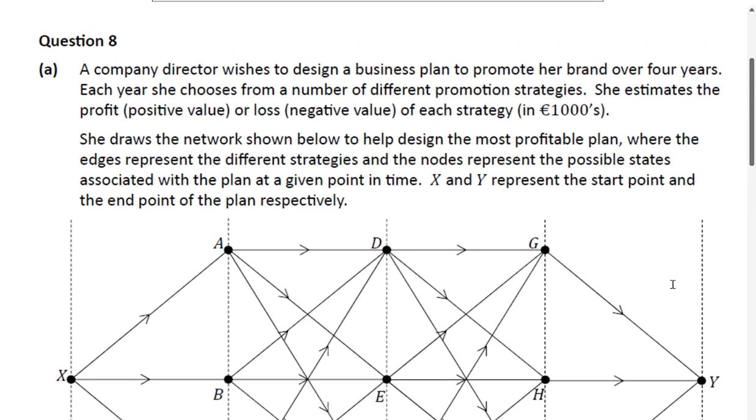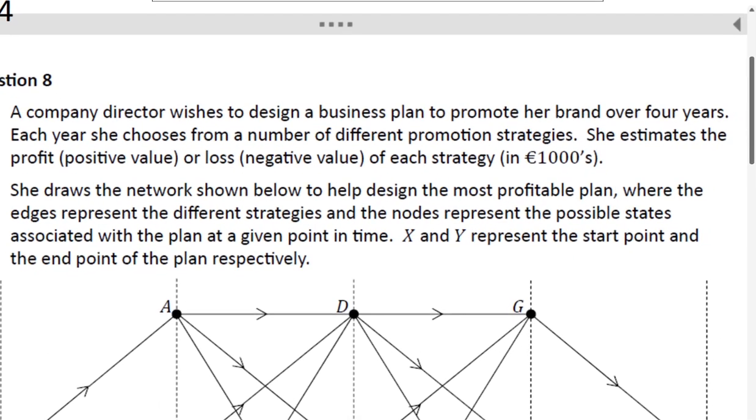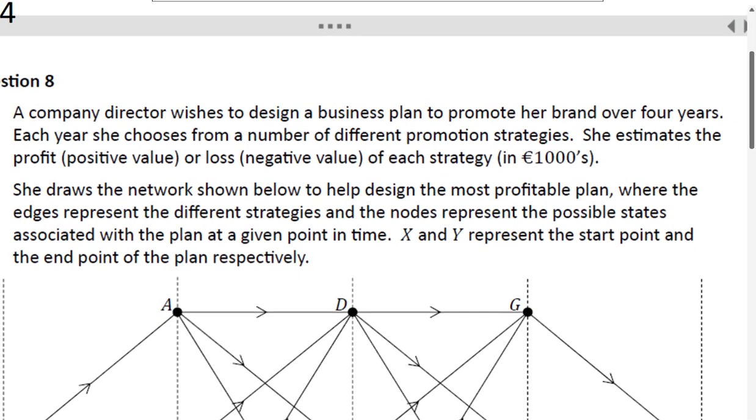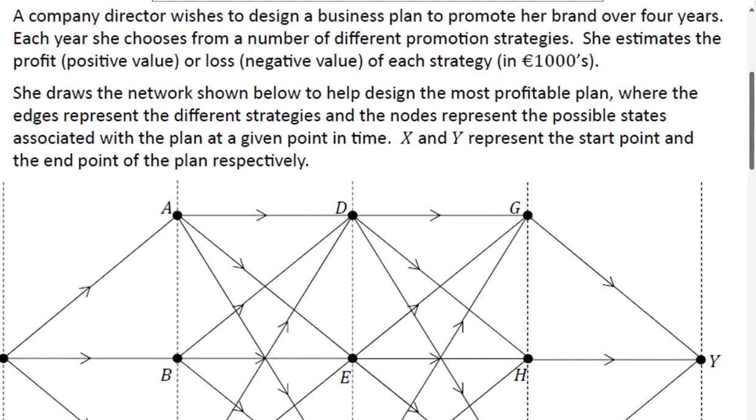A company director, this is question 8, 2024. A company director wishes to design a business plan to promote her brand over 4 years. Each year she chooses a different number of different promotion strategies. She estimates profit or loss for each strategy. Why you'd use a negative strategy, I don't know. Anyway, I suppose invest and make profit later. She draws a network shown below to help design the most profitable plan, where the edges are different strategies and the nodes represent possible states.